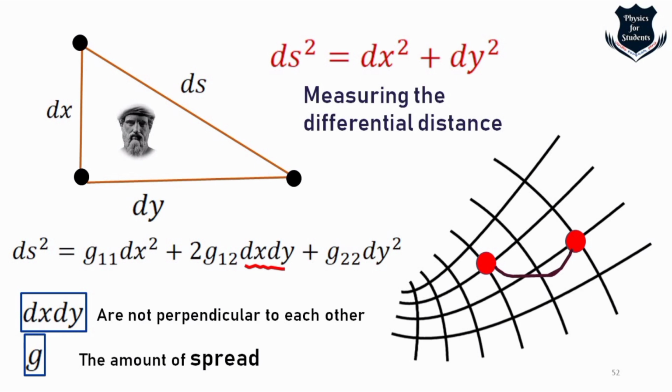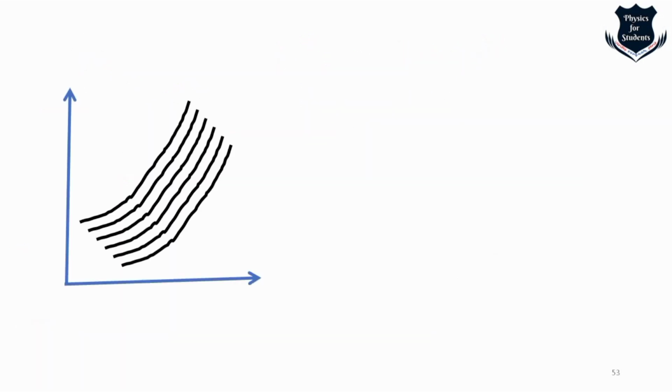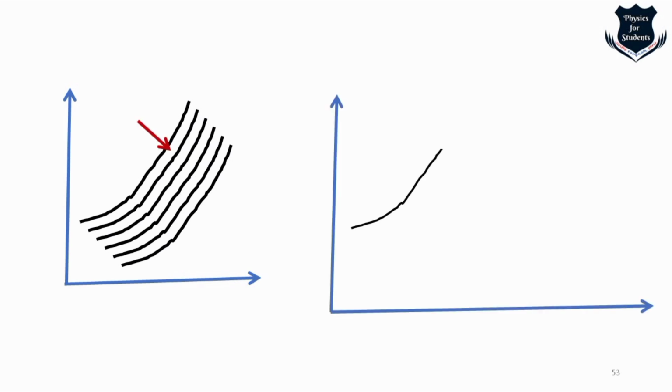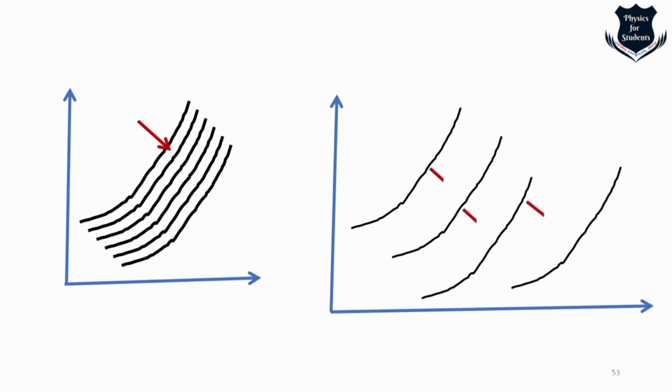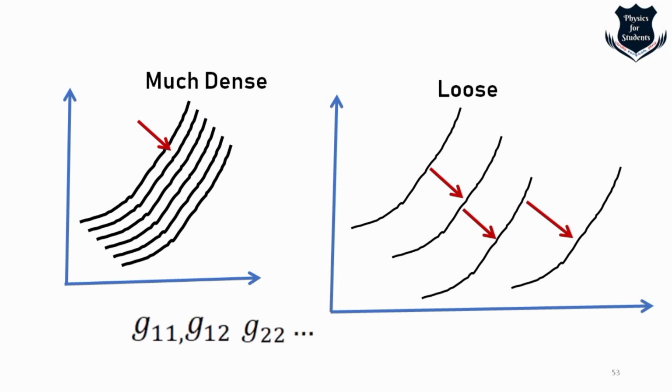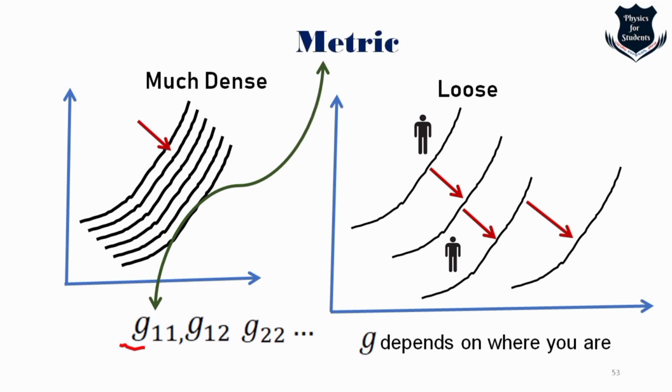What do we mean by the amount of spread? If we get a graph like this, you see the lines here are quite dense compared to these lines, which are much more spread out. So this is dense and this is loose. And this G11, G22 denotes that it depends on where you are. That means this G is basically the metric. We have already calculated and known what a tensor is, and now we are moving this into the metric. So the metric measures where we are, how dense the curvature is and how loose it is.